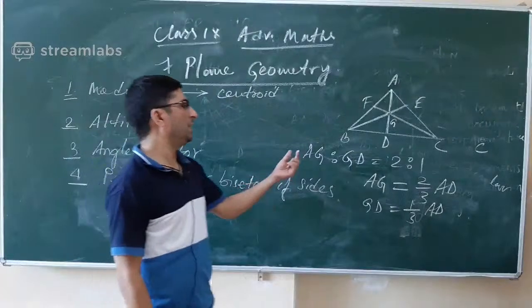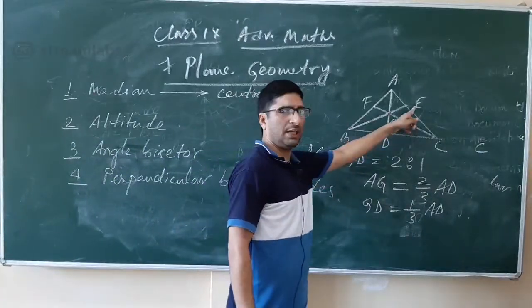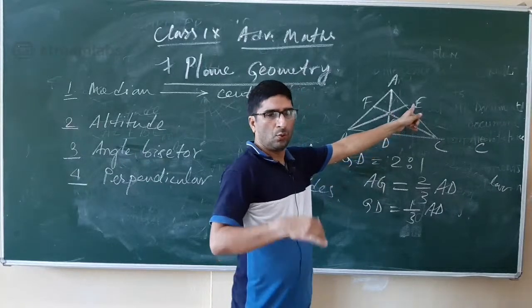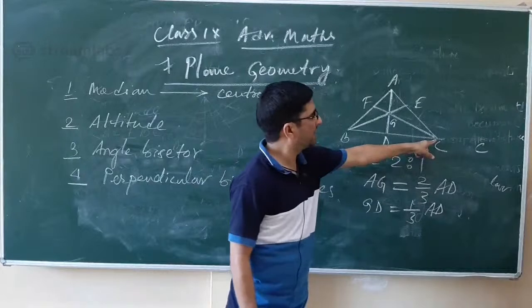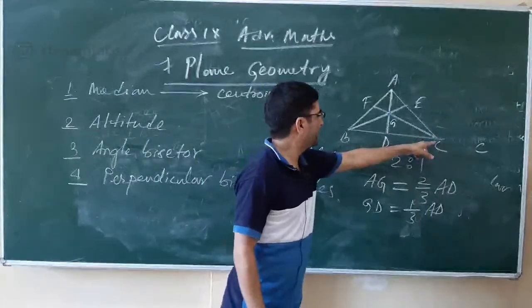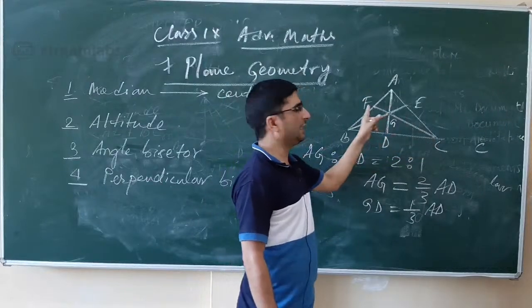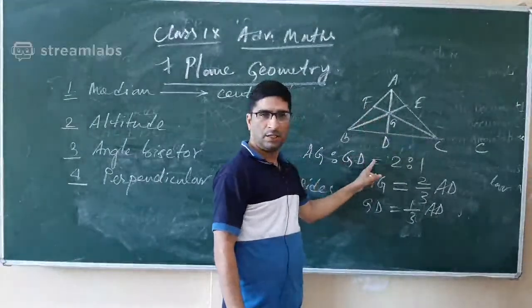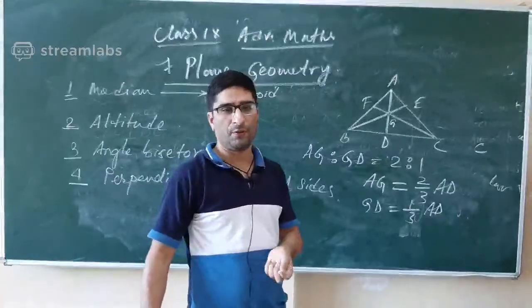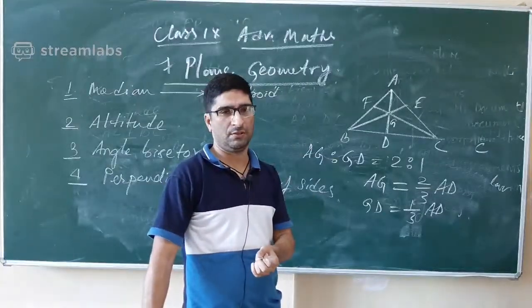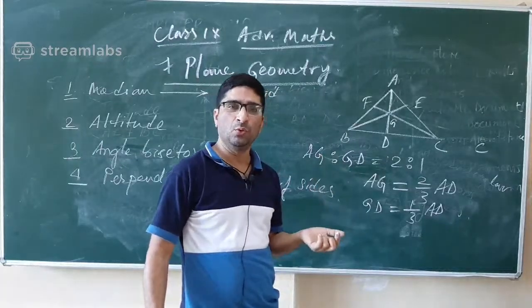Similarly, BG is 2/3 of BE and GE is 1/3 of BE. Similarly, CG is 2/3 of CF and GF is 1/3 of CF. That means the centroid is the meeting point of three medians and it will always divide the median in the ratio 2:1.